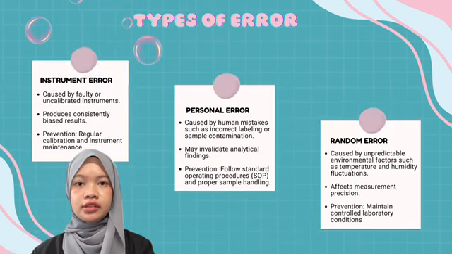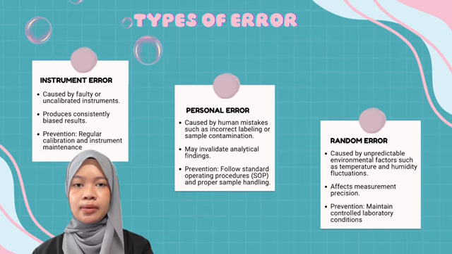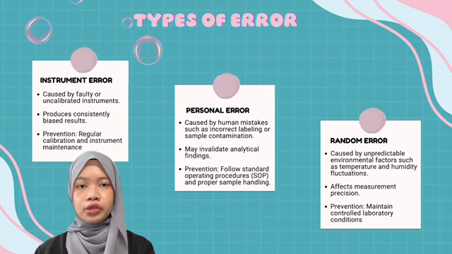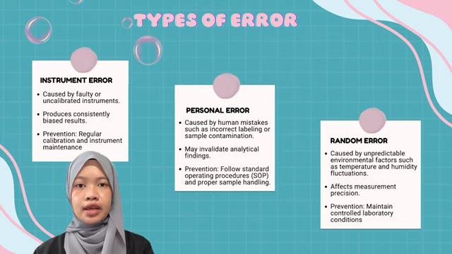Now, I will explain three common types of errors in forensic analysis. Firstly, instrument error occurs when equipment is faulty or not calibrated properly. This can be prevented through regular calibration. Next, personnel error is caused by human mistakes such as incorrect labeling or sample contamination. Following SOPs can minimize these errors. Lastly, random error results from environmental factors like temperature and humidity changes. Maintaining controlled laboratory conditions can help reduce its impact.